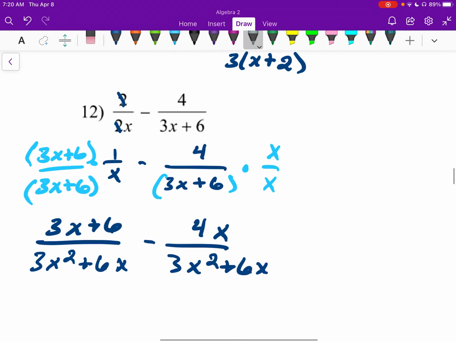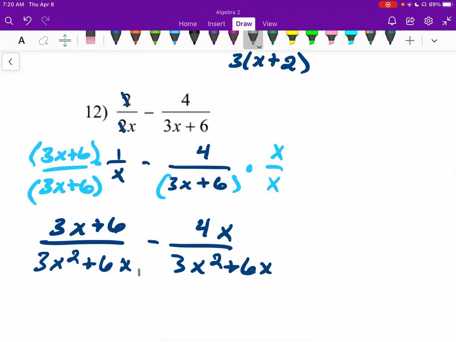And you can probably notice that after you get used to these, you won't want to write this denominator twice. You'll just kind of want to extend that fraction bar. But in the beginning, it's good to write them twice.